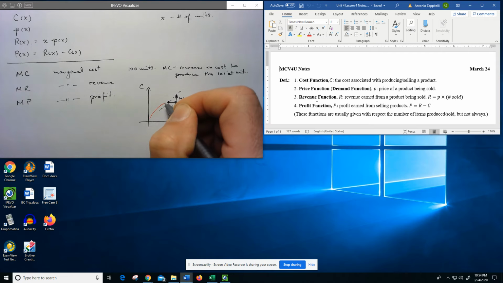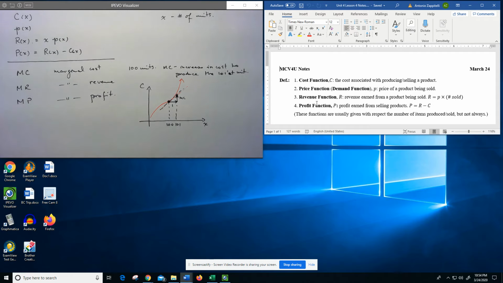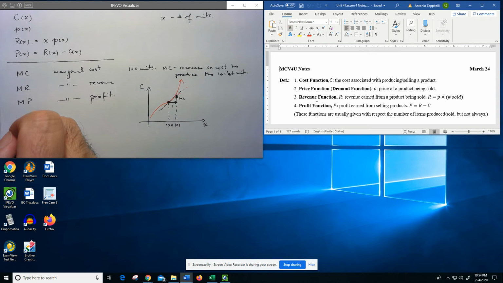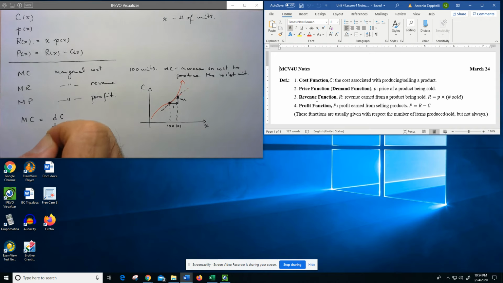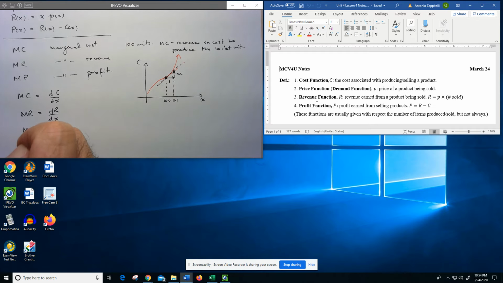So say this is my cost function, okay, and you realize, well, wait a minute. If I'm talking about from this point here, how much it costs me to produce one more unit, you realize that this is still representing the slope of a line, just not the actual cost function. It's representing the slope of the tangent to the cost function. Okay, so this is why we realize that marginal cost is just the derivative of the cost with respect to X, and the marginal revenue is just the derivative of revenue with respect to X, and marginal profit is just the derivative of profit with respect to X.